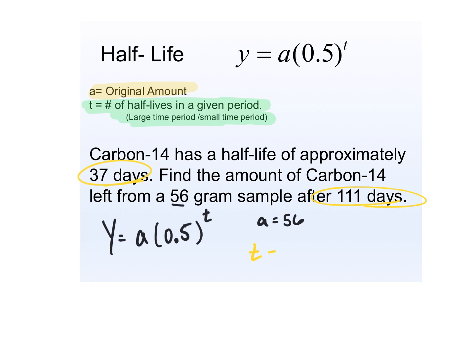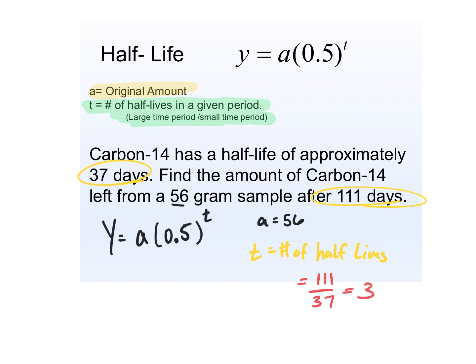T is the number of half-lives, okay? And how you get that is you take the bigger number, the number of days you're looking at, divided by the length of the half-life. So in this case, it would be 111 divided by 37. And if you do 111 divided by 37, guess what you get out? 3.